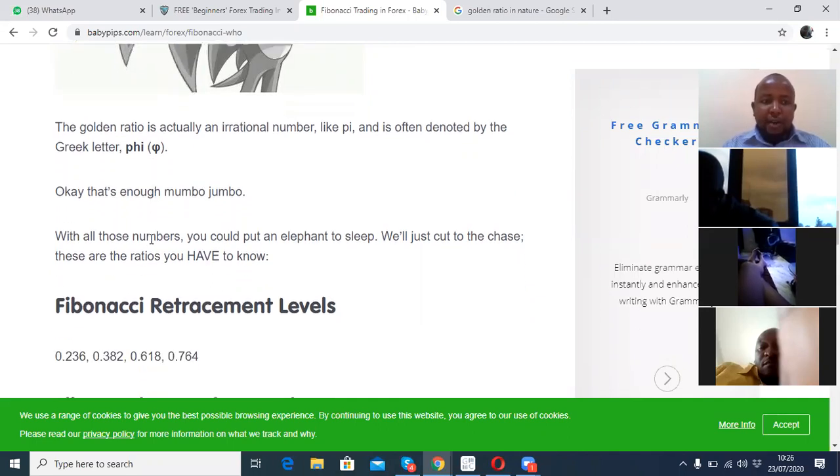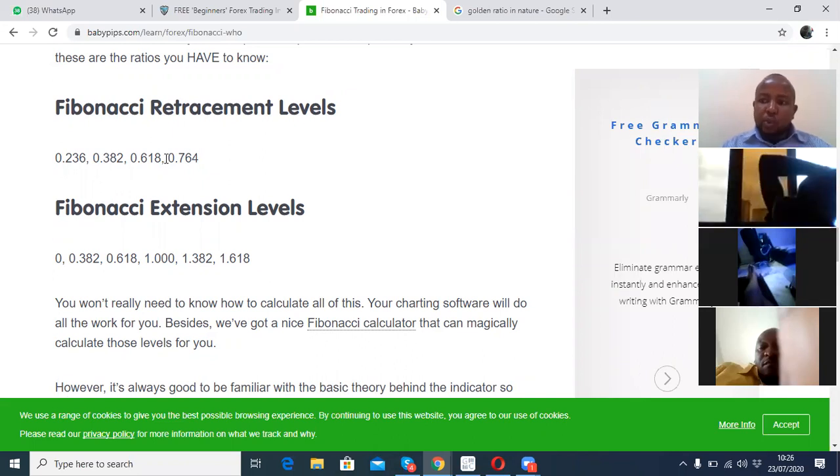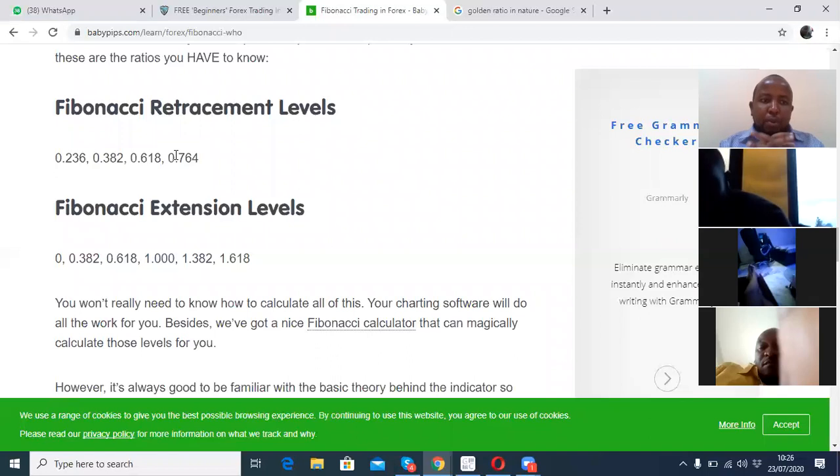Then we usually have retracement and extension levels. All I want you to understand is that we have retracement and extension levels. For retracement levels, we usually have 0.236, 0.382, 0.618, and then 0.764. So just note the numbers where you are. So the Fibo retracement levels, we have 0.236, 0.382, 0.618, and also 0.764. I need you to note that.